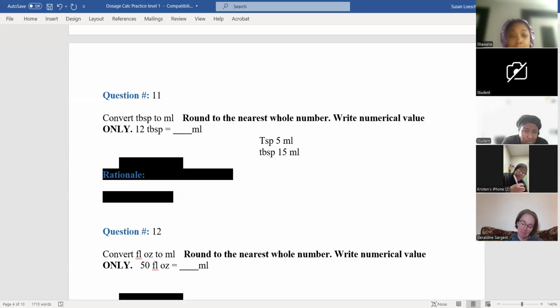Whenever you're calculating a problem that asks you how many teaspoons or how many tablespoons you're going to give, you have to calculate the mLs first and then convert. So you do the math just like you do any other math, and then you convert those mLs into whatever you need. So now we're looking for tablespoons. How many mLs is 12 tablespoons equal to? 180. Okay. Everybody able to get that?